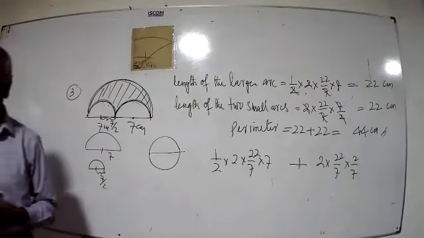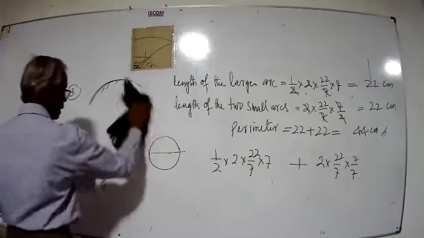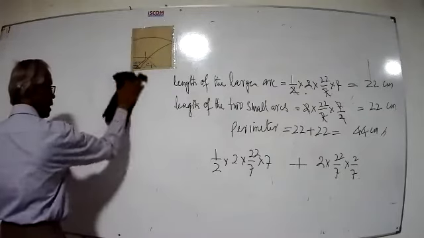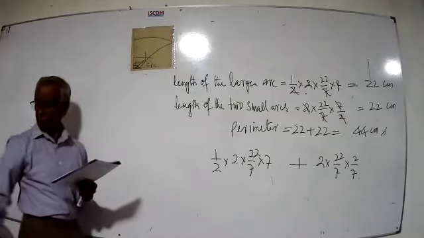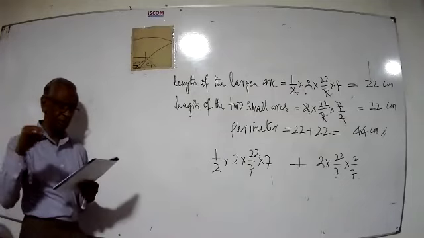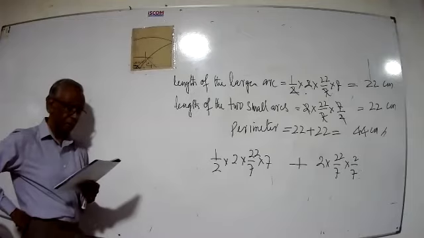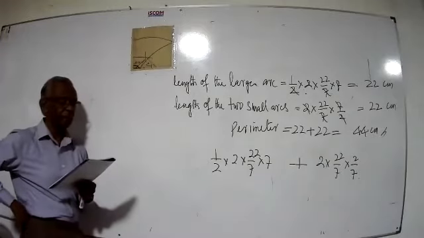Number 4. In terms of π, don't substitute. 5 plus 22 upon 7, right? 5 as it is. Here we get a 5, right? Find the perimeter of the figure in terms of π. Same thing like number 2.